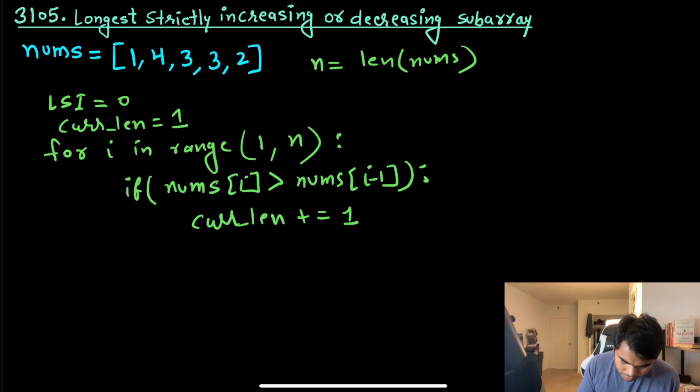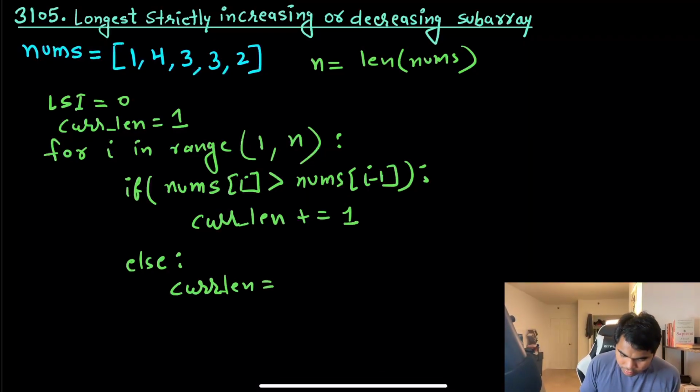Otherwise, that means I'm seeing a number that is equal or smaller. But we are trying to look at a strictly increasing pattern. So that is why I will reassign whatever current length I have updated so far. I will make it 1 again, and then keep processing.